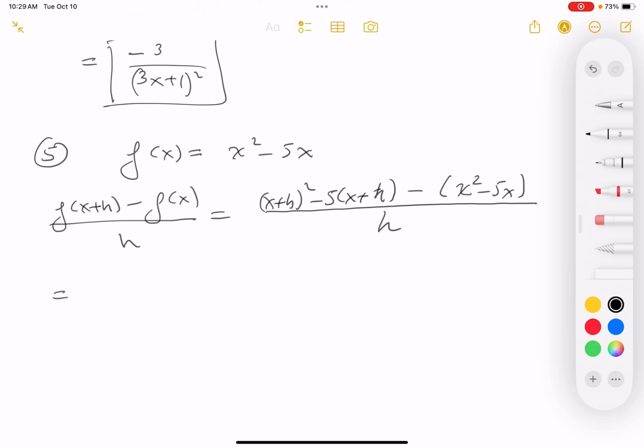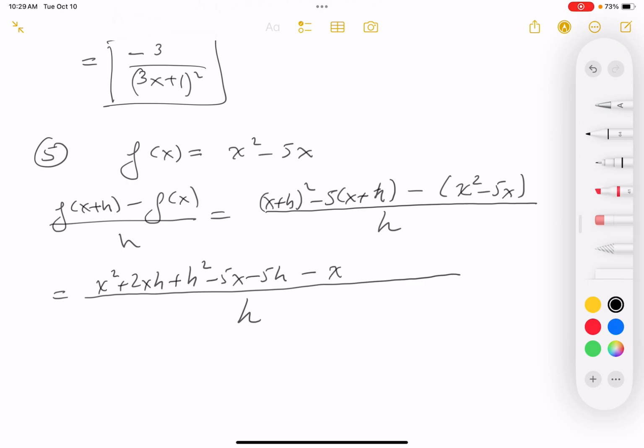What I'm going to do now is try to simplify that as much as I possibly can. What do you get there? x squared plus 2xh plus h squared minus 5x minus 5h minus x squared plus 5x.